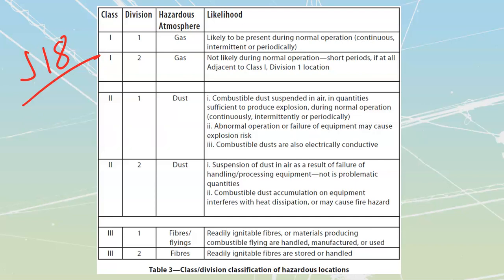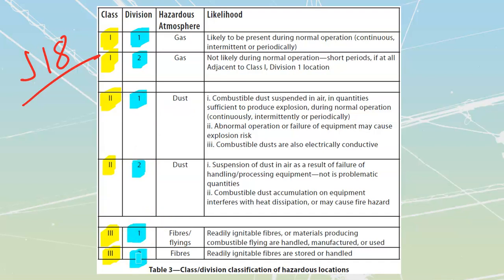We had 3 classes before. We had class 1, which was going to be gases, class 2, which was going to be dust, and class 3, which was going to be fibers, cottons, things like that that are floating around during manufacture. Gas were then placed into 2 divisions inside of there. So we had typing, then we had division, which was going to be how likely it was to be present. So we had division 1 and division 2. Same with our dust, division 1 and division 2, and same with our fibers, Div 1, Div 2.